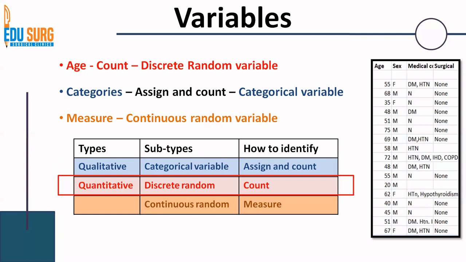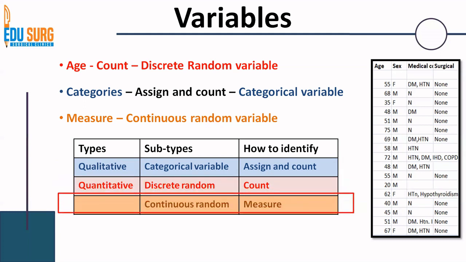Why random? Because you can't predict the measurement in each and every person, right? Each and every person may have a different measurement. That is why it's known as a random variable. On the other hand, there are values like, say, age, which is just counted, and there are breaks in between. That is why it is known as a discrete random variable.